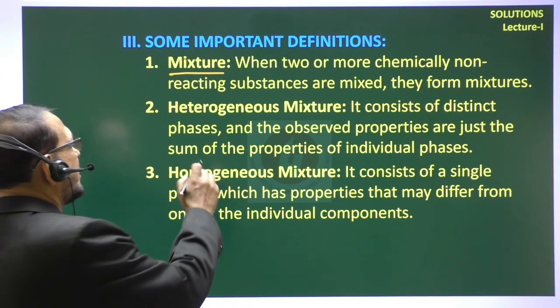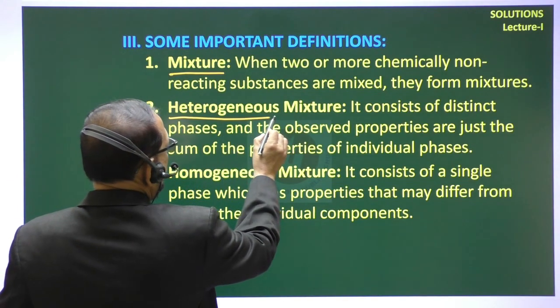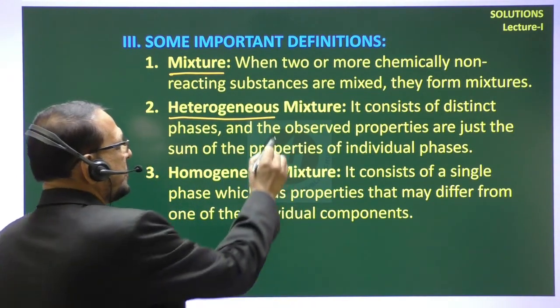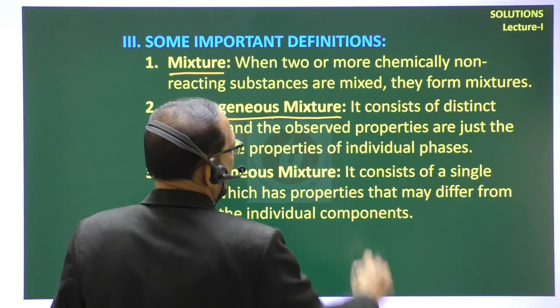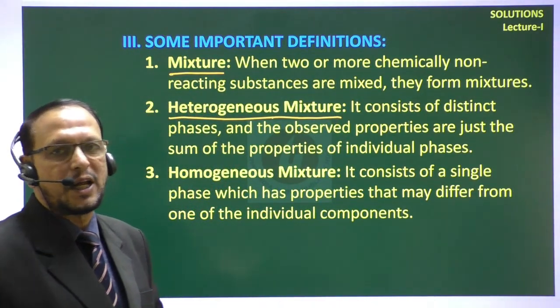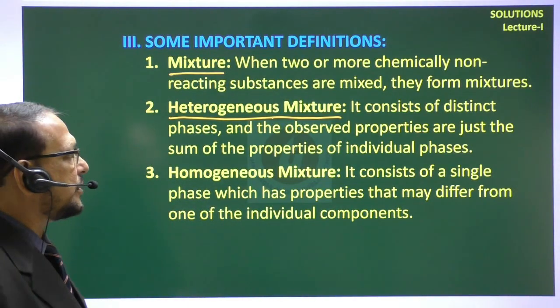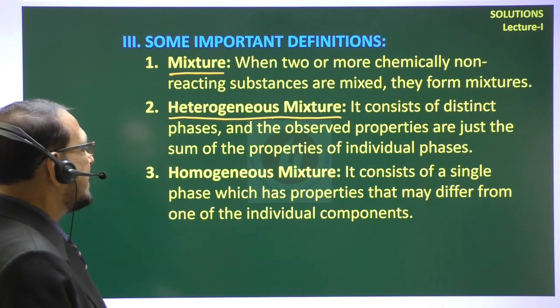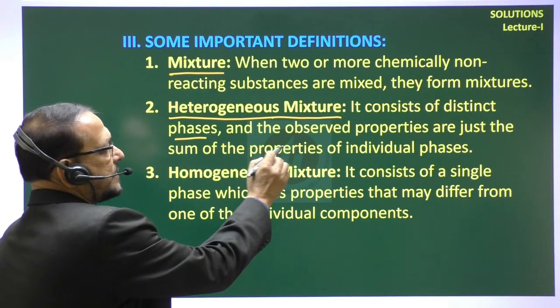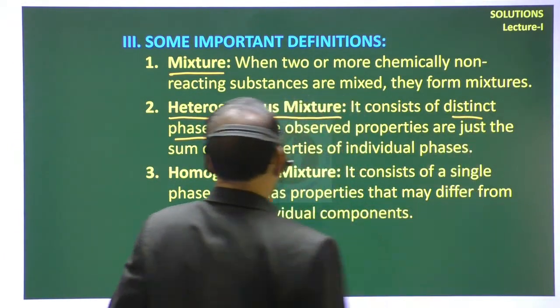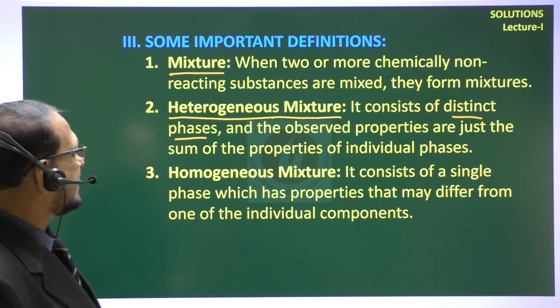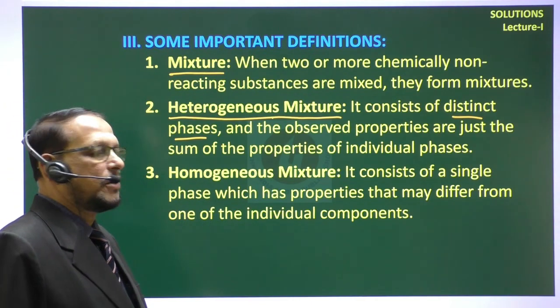One is heterogeneous mixtures. They are not mixed properly, like say oil and water. Different components can be seen by our naked eye, so we can distinguish the phases. It consists of distinct phases, and the observed properties are just the sum of the properties of the individual phases.